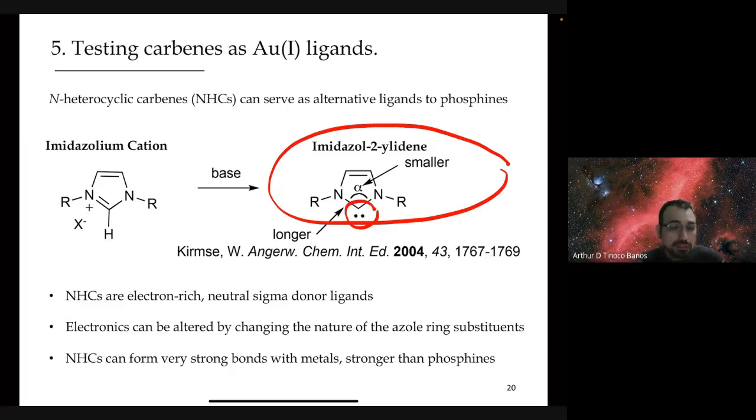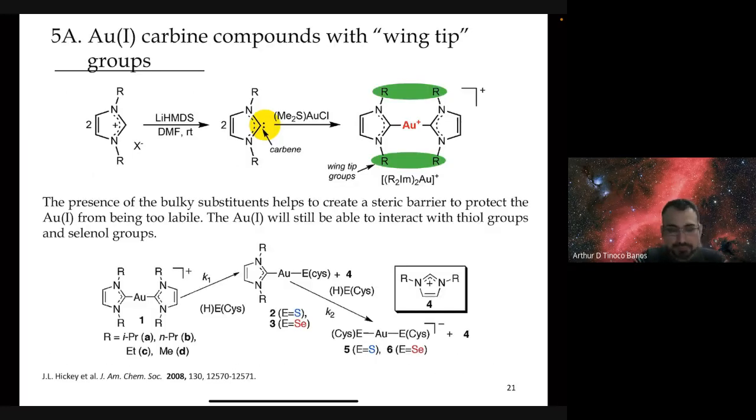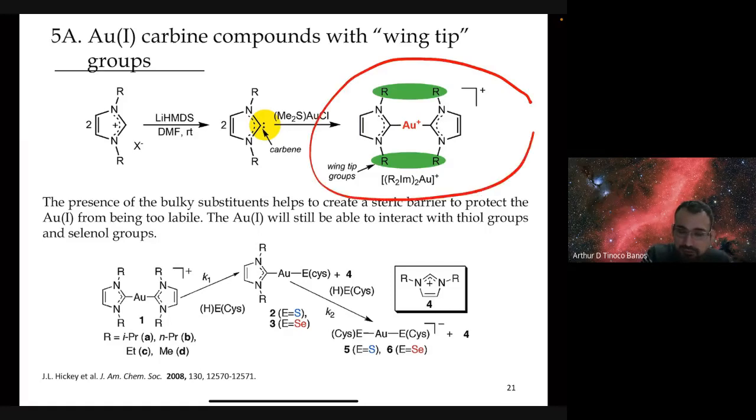Electronics of these type of ligands can be altered by changing the nature of the azole ring substituent. So those R groups can be altered, and that can have an impact in terms of the electronics, really the effect of those electrons interacting with the metal center. So the NHCs can form very strong bonds with metals, even stronger than phosphines. So here we're looking at the formation of gold compounds with these carbenes. So you have the formation of these type of complexes. Now you're going back to a linear compound.